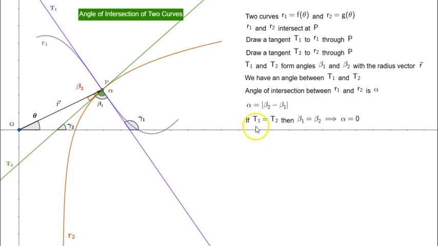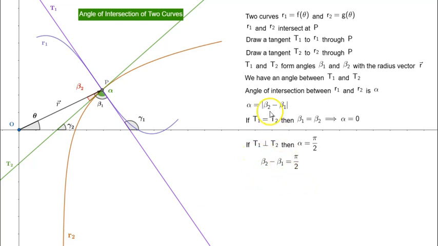Now if T1 is equal to T2, what does that mean? It means that T1 and T2 are lying on top of each other. Then beta 1 will be equal to beta 2, which implies alpha is equal to 0. What happens if T1 is perpendicular to T2? Then alpha is equal to pi by 2, which means beta 2 minus beta 1 is equal to pi by 2.